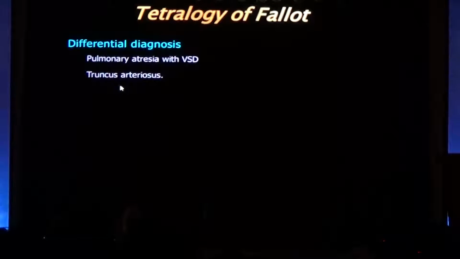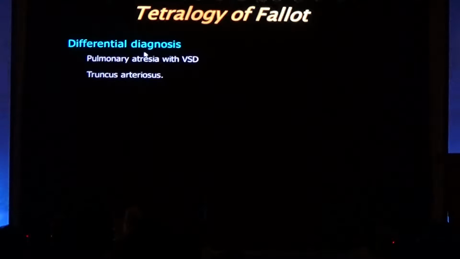So when you look for tetralogy of Fallot, what do you look for? First, you look for left axis deviation in the four-chamber, and you look for a right descending aorta. So that's in the four-chamber. In the outflow tract, you look for an aorta that is overriding the septum by less than 50%. If it's more than 50%, you talk about double outlet right ventricle.